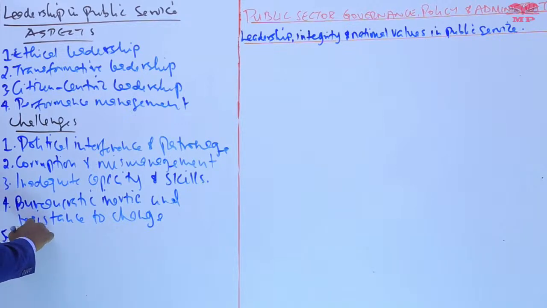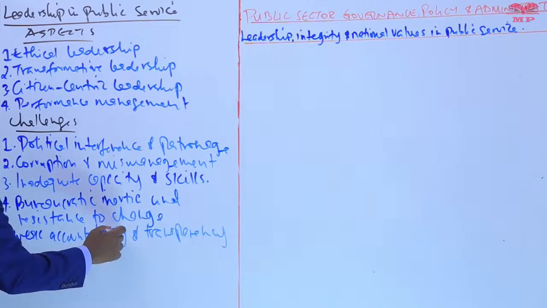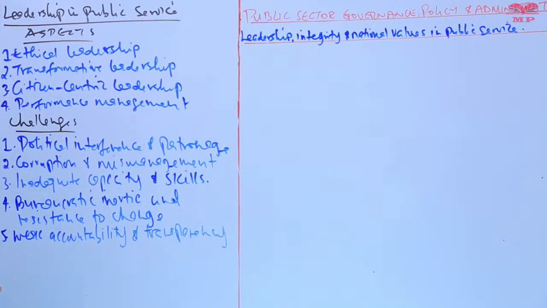5, weak accountability and transparency. Weak accountability and weak transparency. Now, accountability mechanisms are often weak, making it difficult to hold public service leaders responsible for their actions. There is also lack of transparency in decision making and resource allocation, which further undermines public trust and confidence in the public service. Weak accountability and transparency.